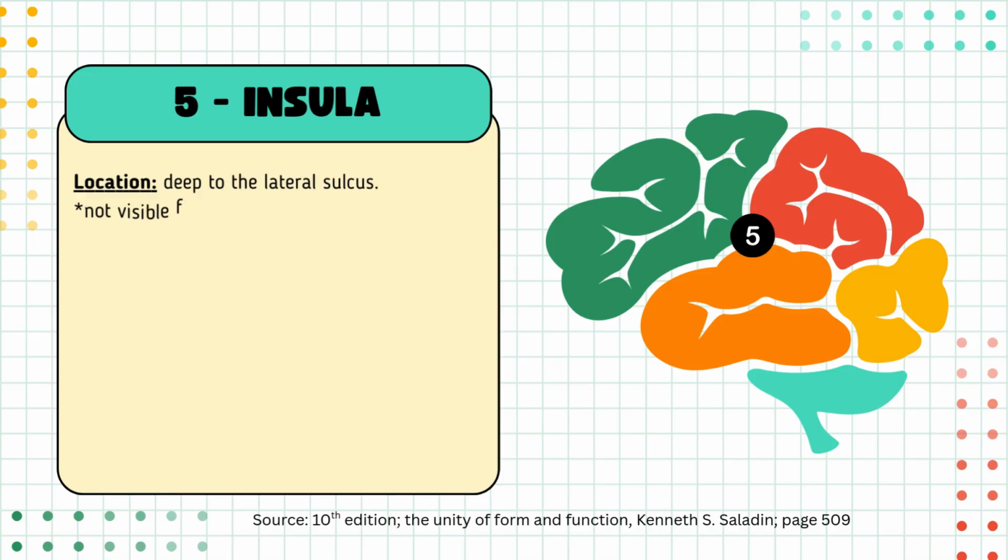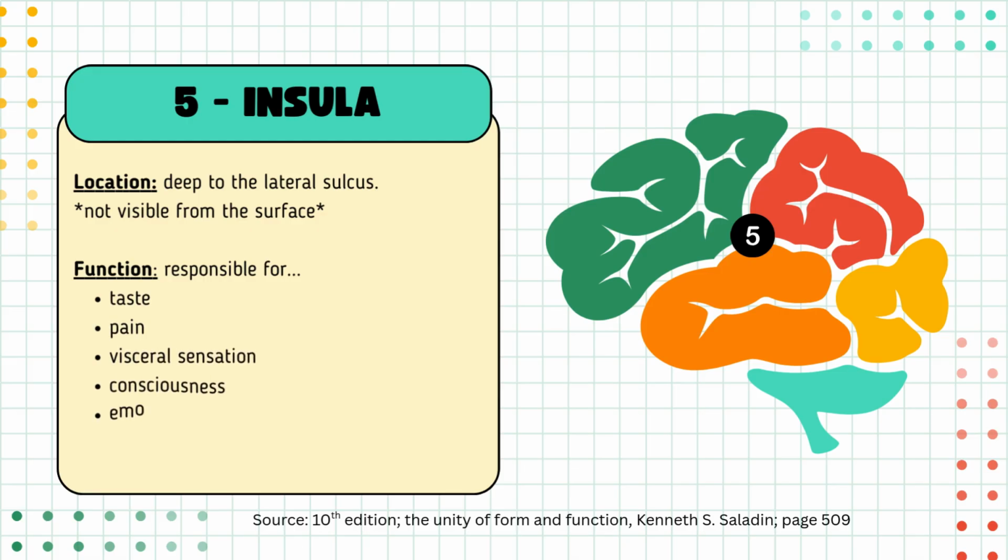Next is the insula. It is located deep to the lateral sulcus. It is not visible from the surface, but I did label it where it can be found. It'll be behind this number 5 area, more in between the frontal lobe and the temporal lobe. Its function is responsible for taste, pain, visceral sensation, consciousness, emotion, empathy, and cardiovascular homeostasis.